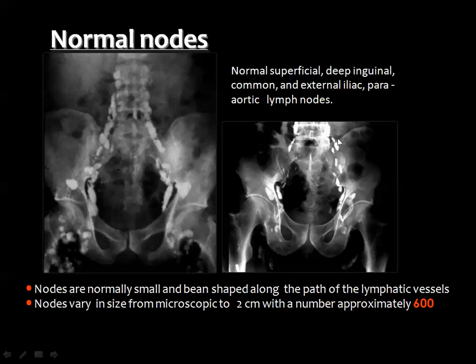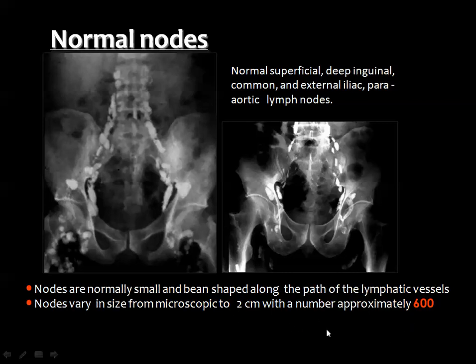And you remember that nodes seen by lymphography will include the inguinal, external iliac, common iliac and para-aortic lymph nodes. The internal iliac nodes are not shown by lymphography. The nodes vary in size from microscopic size up to 2 centimeters, and the number of lymph nodes all over the body may reach 600.